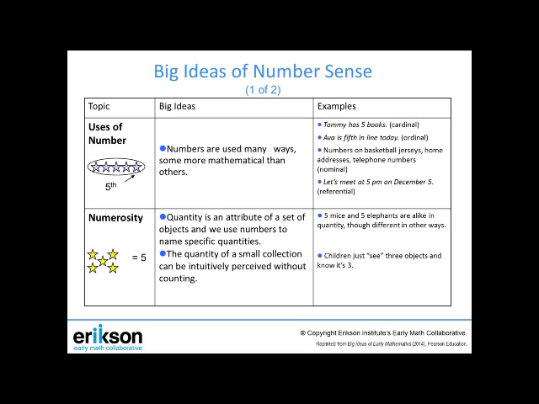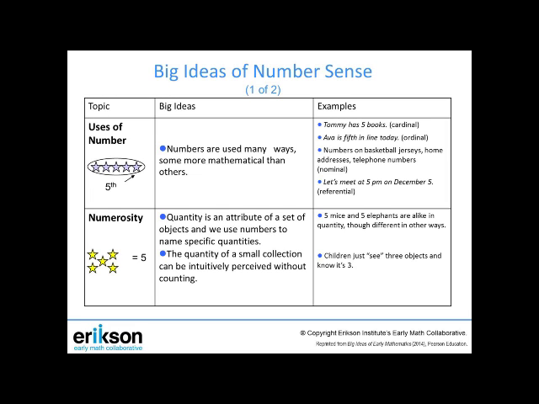So we've just talked about two of the big ideas, that quantity is an attribute of a set of objects, and the quantity of a small collection can be intuitively perceived without counting. And they're part of this larger set of big ideas that we have developed. And this first slide are big ideas that relate to the things we think children are thinking about in preschool and kindergarten, although they are still important things to be thinking about as children get older and even as adults, thinking about what does it mean that quantity is an attribute and that it's abstract. That's something we still use in higher mathematics, but it's something we've developed in the early years, hopefully, and continue to develop.